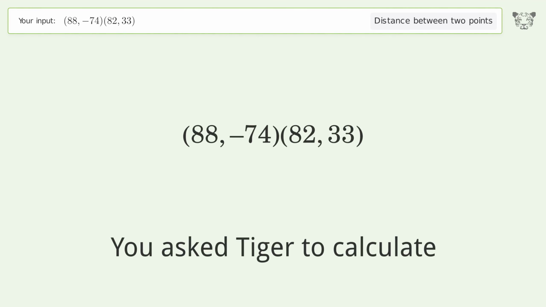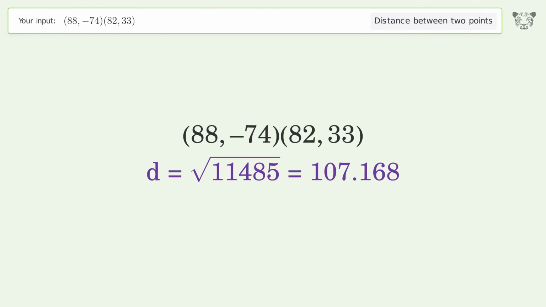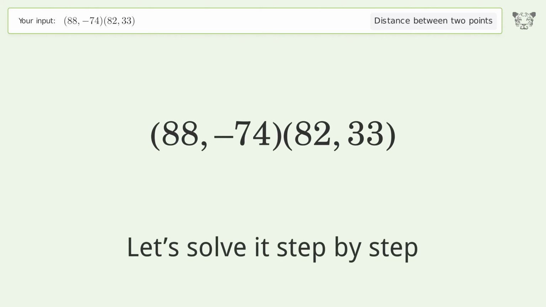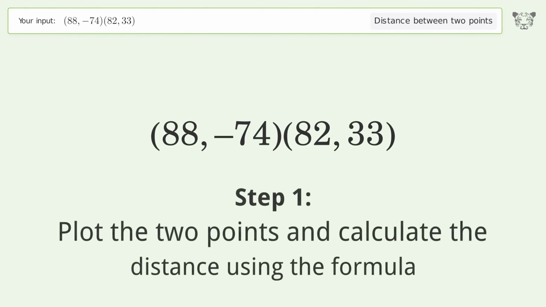You ask Tiger to calculate. This deals with the distance between 2 points. The distance between the 2 points is the square root of 11,485, or 107.168. Let's solve it step by step. Plot the 2 points and calculate the distance using the formula.